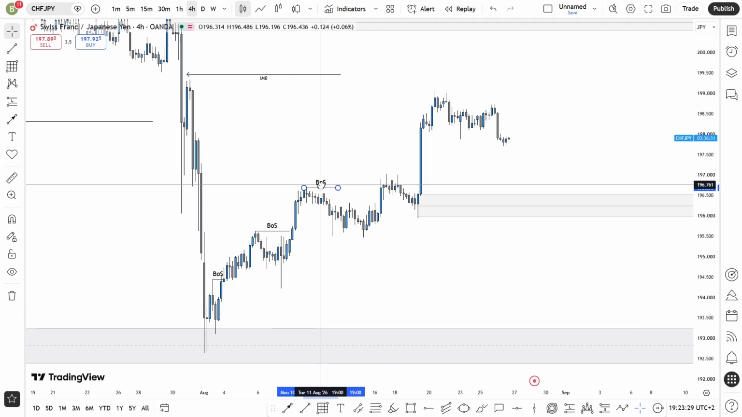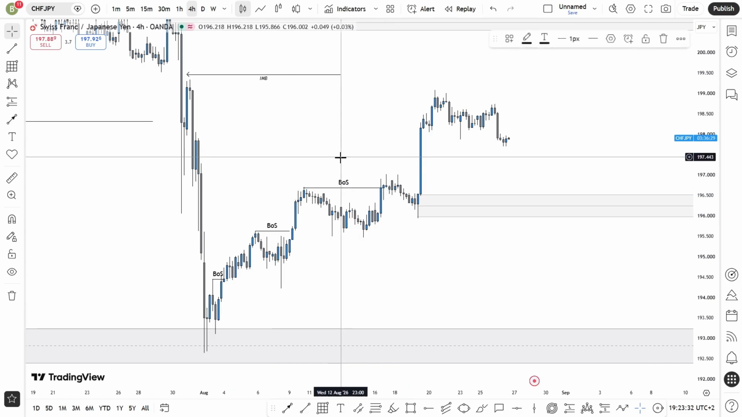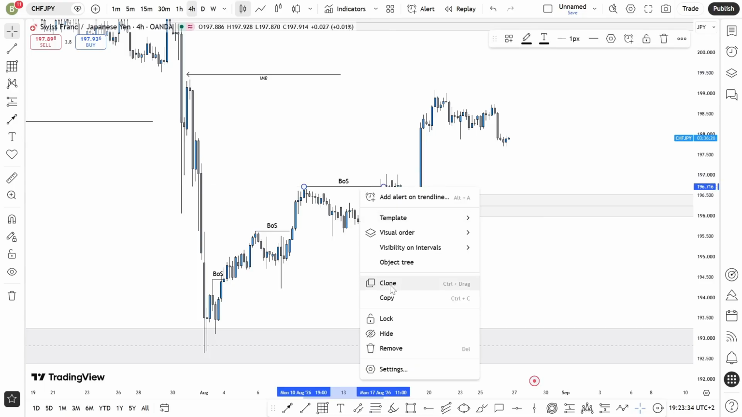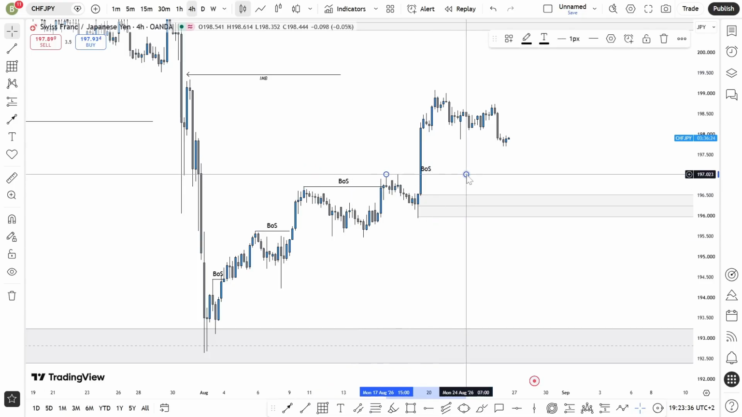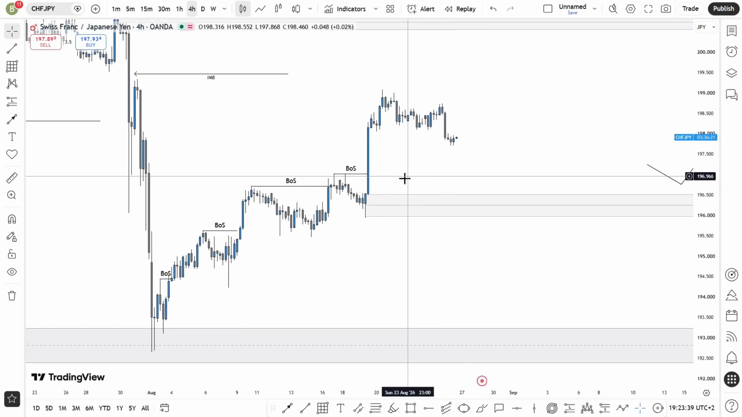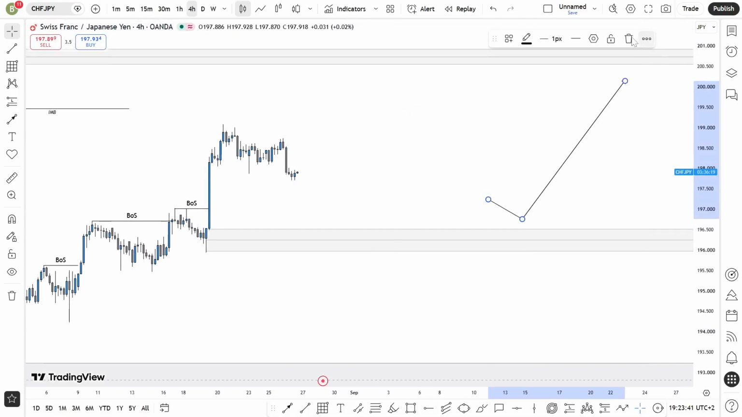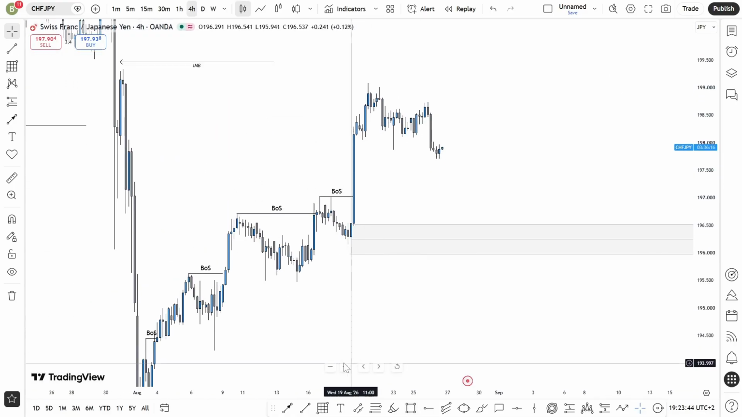So we're going to copy this one. This is a valid break of structure again. Internally, this is the internal structure, just because we know the overall momentum is to the upside, but we can still look for those nice buying opportunities from this area, as you can see right there.